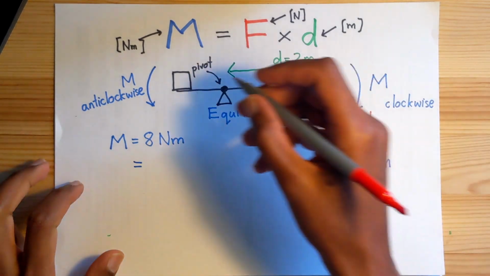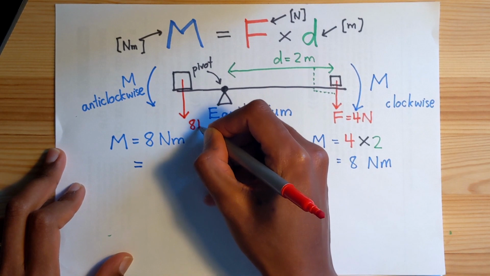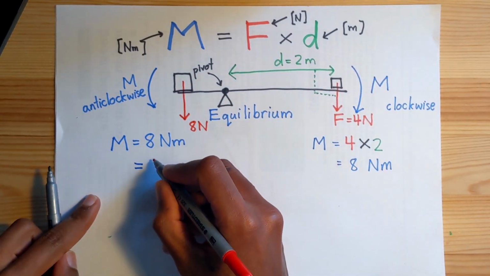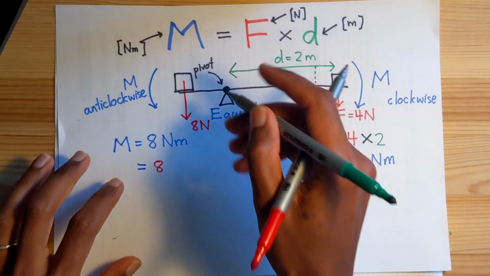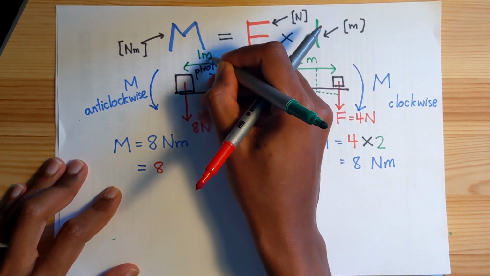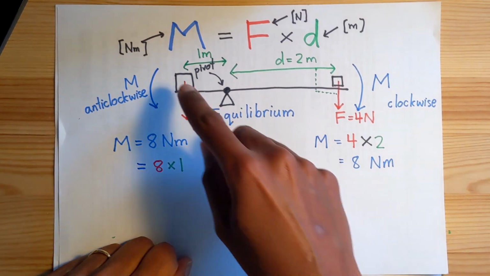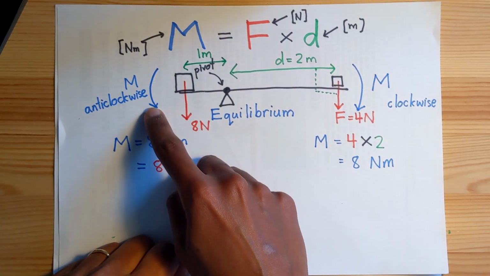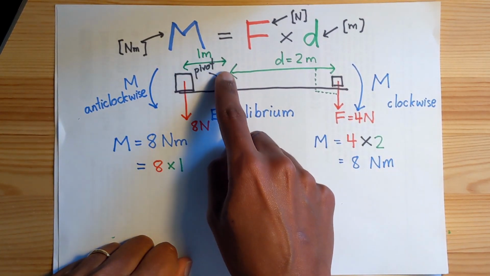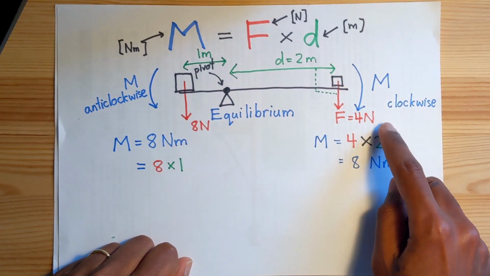Of course, if the size of the force changes, for instance to 8 newtons, then the perpendicular distance needs to compensate, since to get a moment of 8 Newton meters, we need a distance of 1 meter, since 8 times 1 gives 8. Notice how, for the object on the left generating an anti-clockwise moment, the force downward is greater, but its distance to the pivot is less than that of the object on the right-hand side generating a clockwise moment.